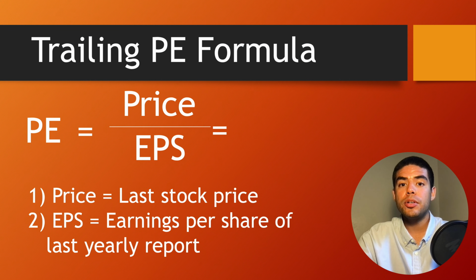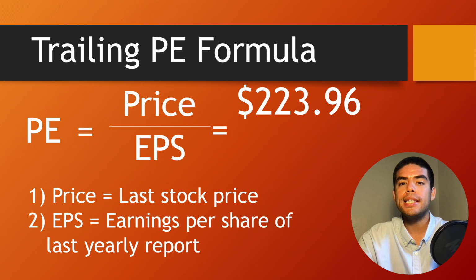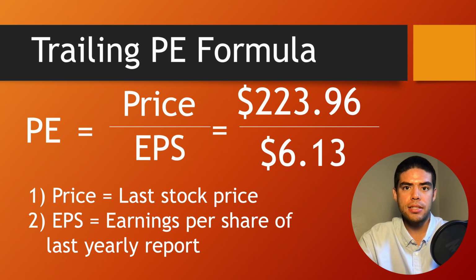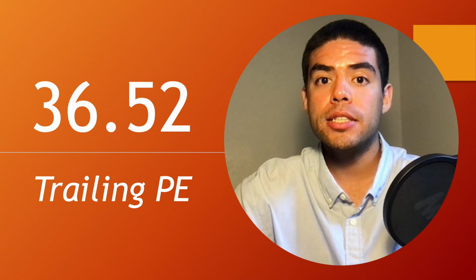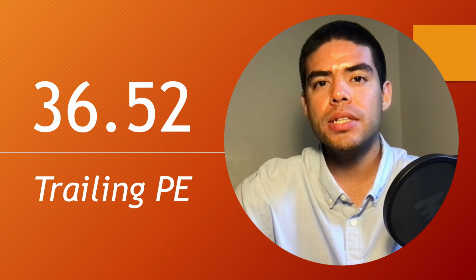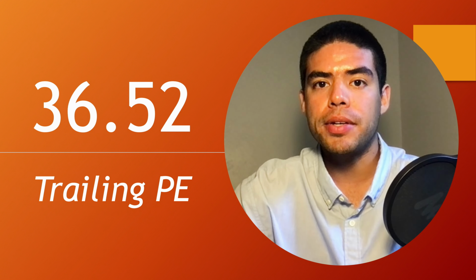Our trailing PE formula is thus $223.96 divided by $6.13 for a trailing PE of 36.52. Now let's move on to the trailing PE TTM calculation.